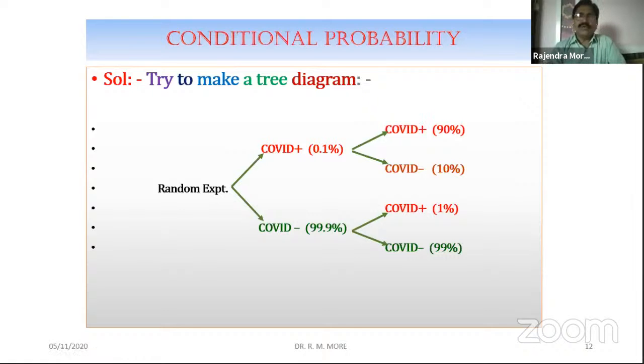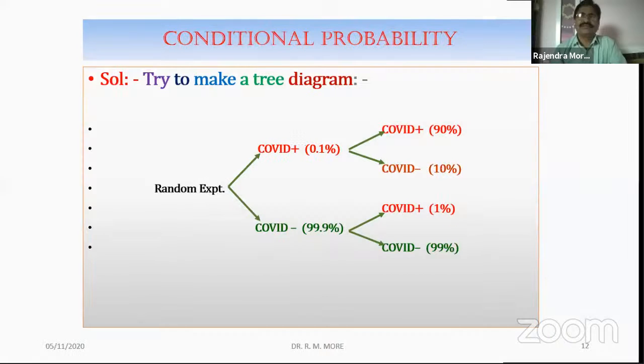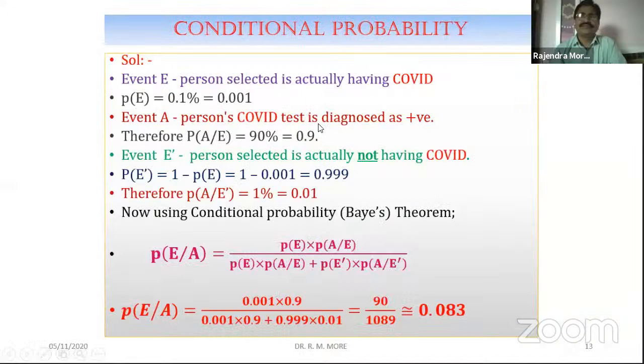If you understand this tree diagram, then we can define different events. This is now the solution. Event E: the person selected has COVID, probability 0.001. Event A: the person is diagnosed as positive. Therefore, probability of A given E is 90%, that is 0.9, as in the previous slides.